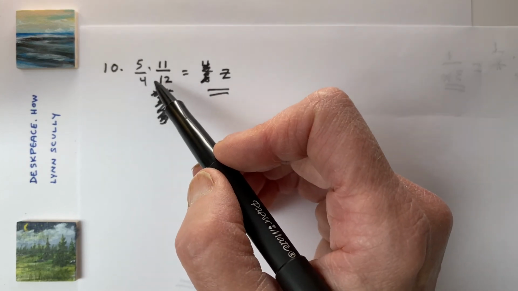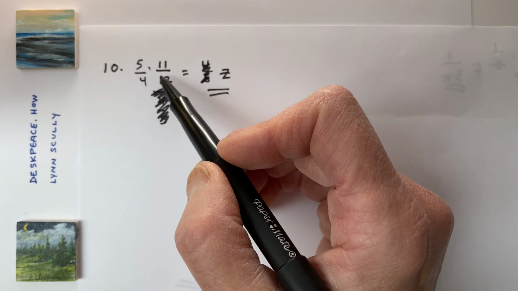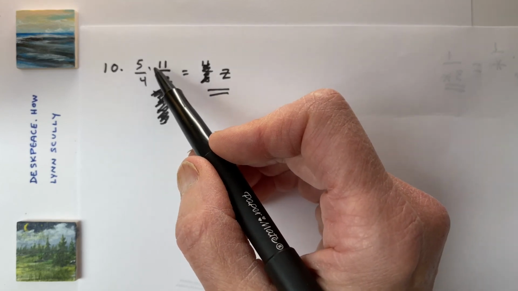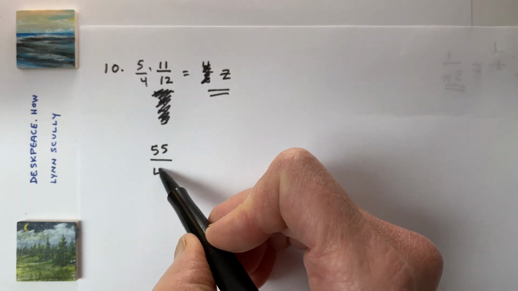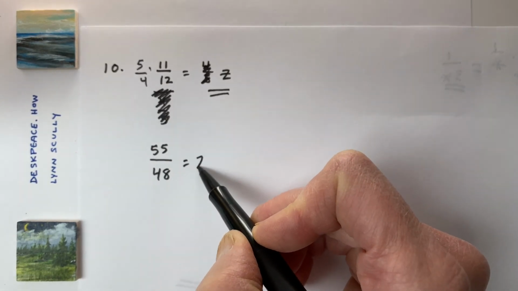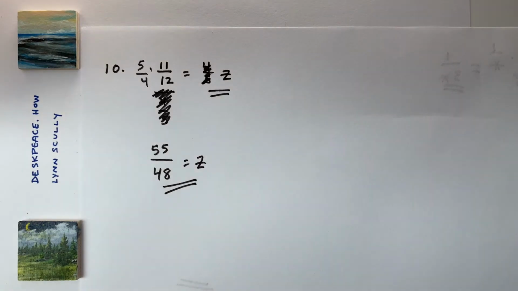12 isn't divisible by 5, 11, 4, 12. Nope, I just have to do the math. 5 times 11 is 55. 4 times 12 is 48. 55 over 48 equals Z.